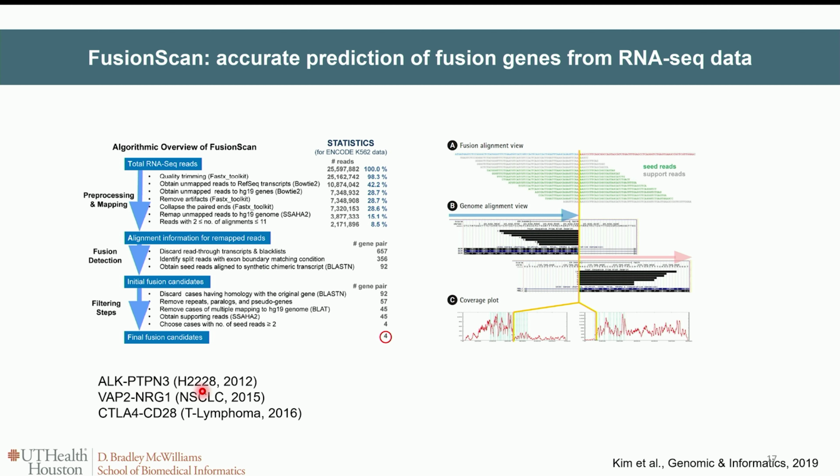the H2228 cell line, which is an EML4-ALK positive cell line. And BAMP2-NRG1, we found in non-small cell lung cancer. And we also found an interesting fusion gene, CTLA4-CD28, in T-cell lymphoma.